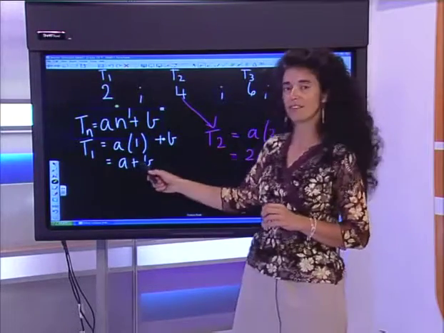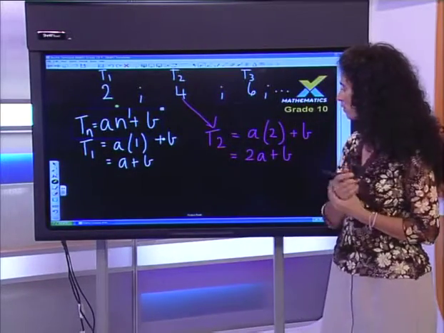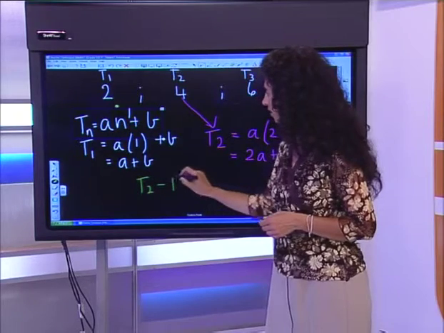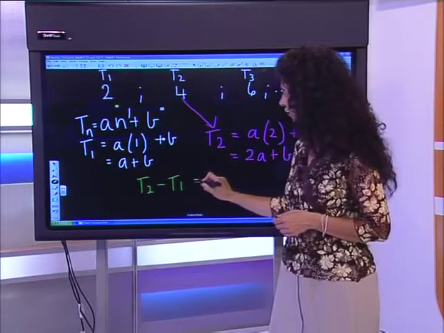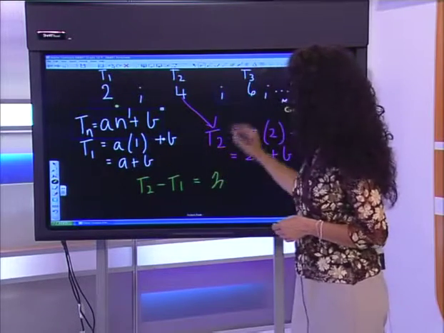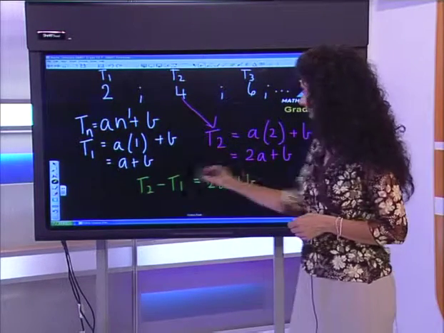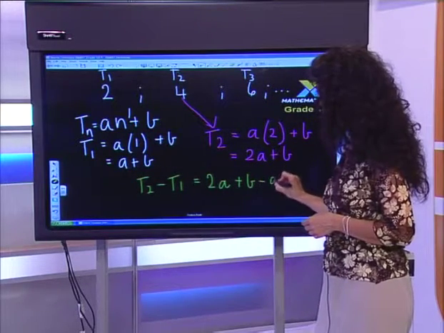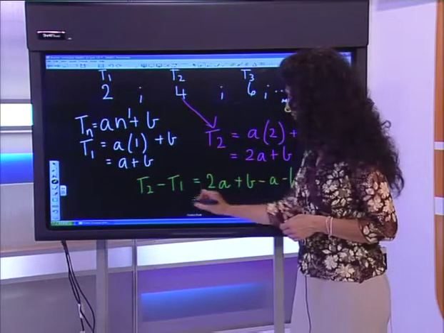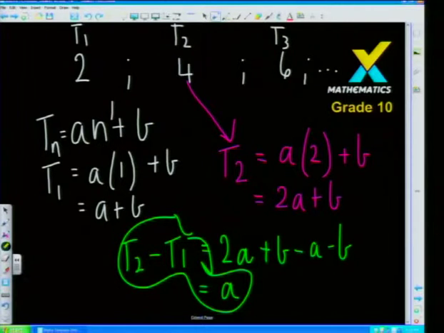In other words, I have formulated a general T1 and a general T2. In all cases, my T1 will always be a plus b, and T2 will always be 2a plus b. So if I had to take the difference between T2 and T1, I know that for my example it's 2, but let's see what that 2 would equal in terms of the general term. It would be 2a plus b, and then I'm going to take away what T1 is, so I'm going to take away a and I'm going to take away b. So I'm left with 2a minus a is a, and b minus b is 0. So this T2 minus T1 is just equal to a.